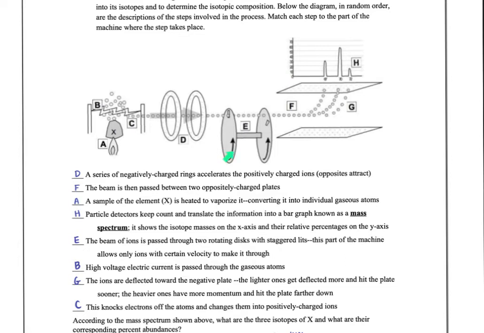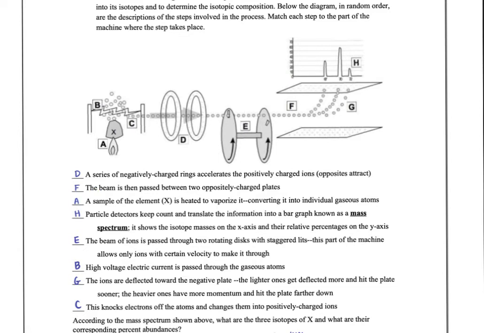So as you can see, there's these rotating rings with little slits in them. The positively charged ions make it through, but some of them are deflected and stuck because they don't make it through the slits. So only certain speed ions can make it through depending on the speed of these rotating rings. Okay? Now we move on to letter F.